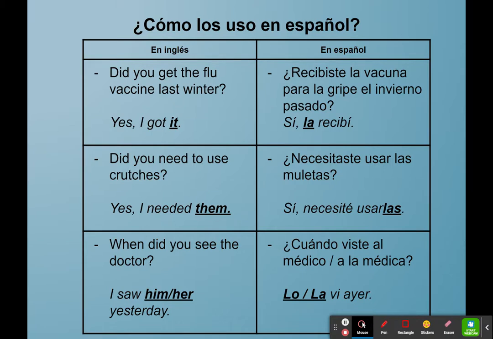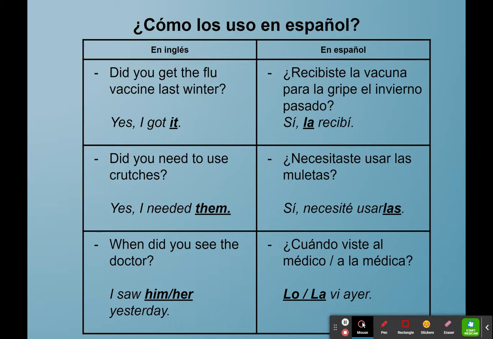Our second question and answer set, en inglés y en español, did you need to use crutches? ¿Necesitaste usar las muletas? And then the answer in English, yes, I needed them. And in Spanish, sí, necesité usarlas. And you'll notice that here, the direct object pronoun las to replace las muletas is attached to the end of the infinitive usar. So necesité usarlas.